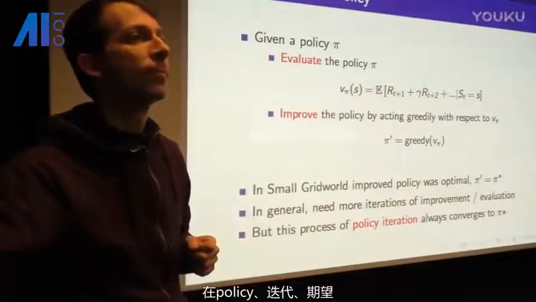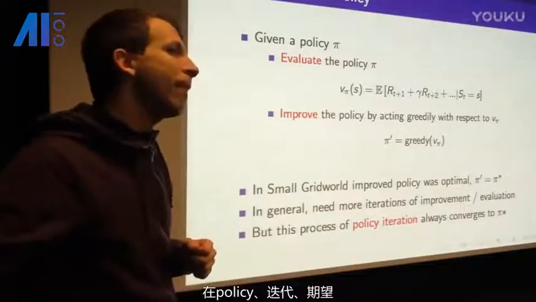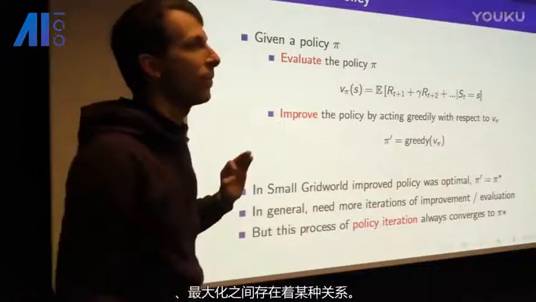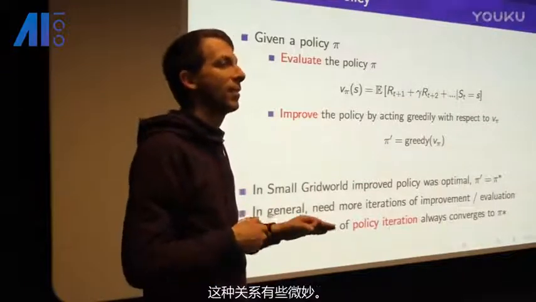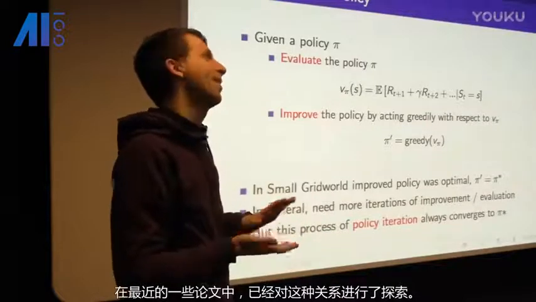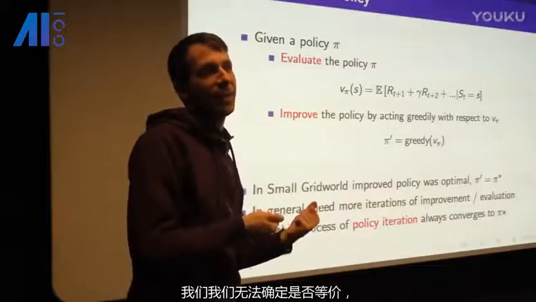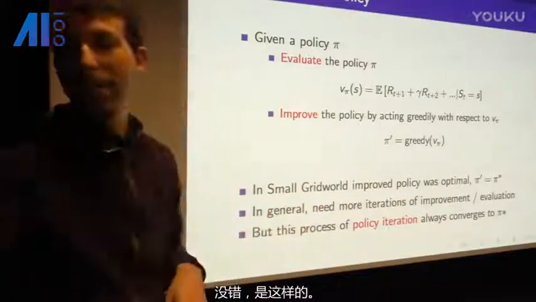Is that idea similar to expectation maximization? There is a relationship between policy iteration and expectation maximization that's a little bit subtle and has been explored in recent papers. It's not an explicit equivalence, but there's a relationship.